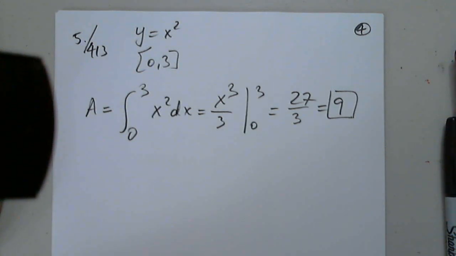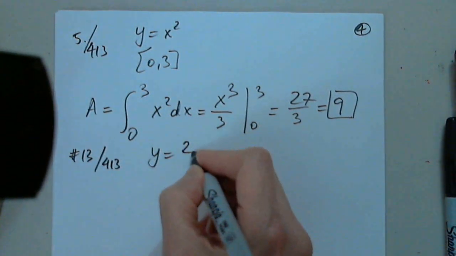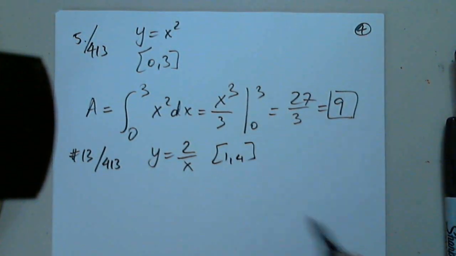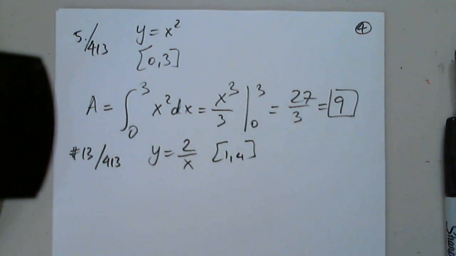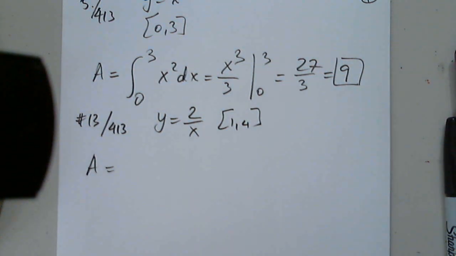Good. So let's take a look at something else. Maybe something like this. So let's choose. We do 13. Yes, absolutely. 13. So in 13, same page, we have y equals 2 over x, from 1 to 4. Perfect. Awesome. We want to find the area. Good. So the exact area would be, anyone? Any help? Anyone?